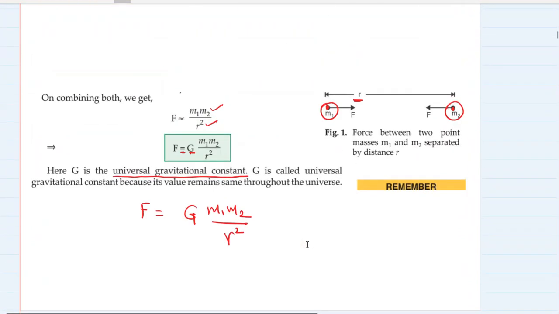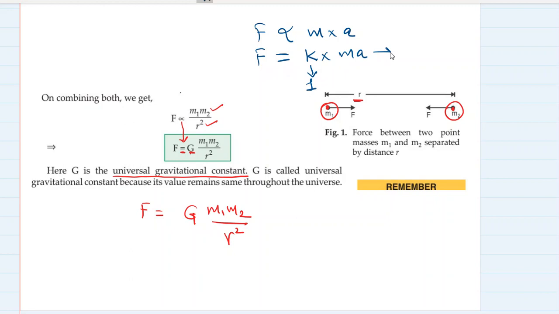Now let us find the value of G and the definition of G. What is G? Universal gravitational constant. Very important value. We had to introduce this universal gravitational constant because we converted this proportionality sign to equality sign. You remember in the previous topic, laws of motion, when we were studying the formula for force, force is directly proportional to mass and acceleration, right? When we changed this proportionality sign into equality sign, what constant did we use? k multiplied by m into a, where the value of k for SI unit was taken as 1. So we came to the conclusion that force is equal to mass into acceleration.